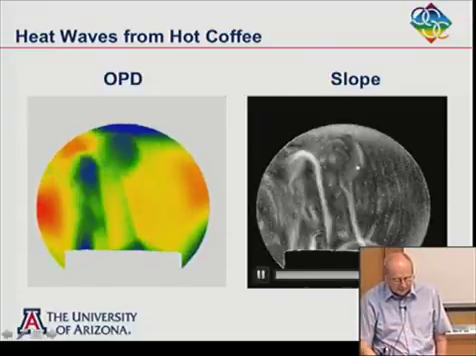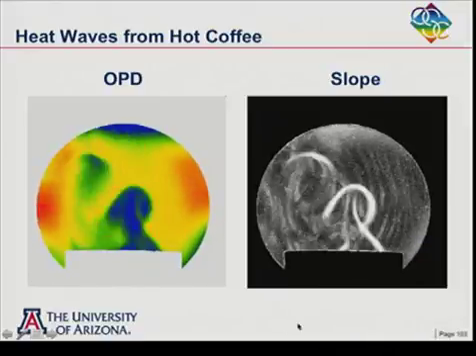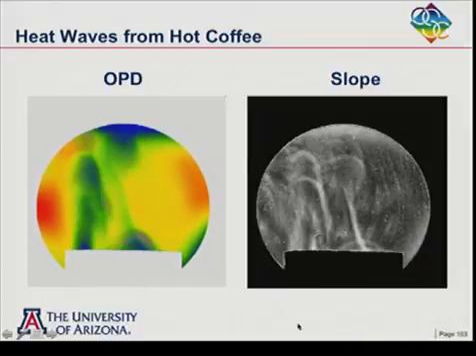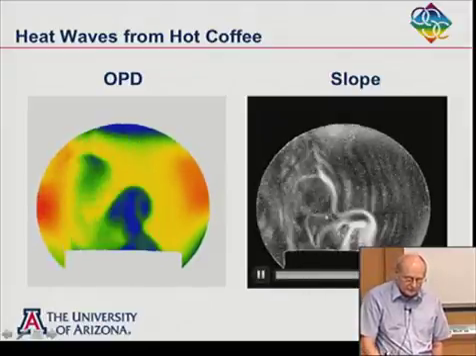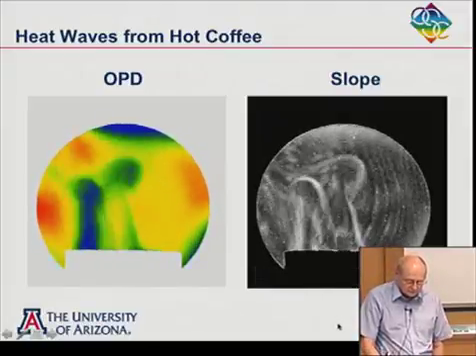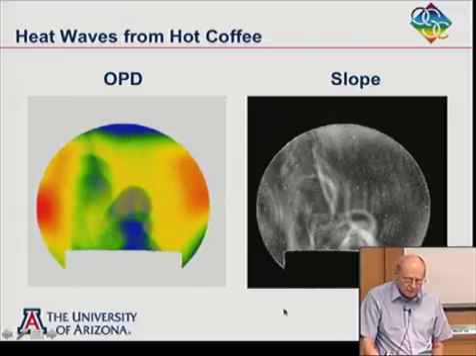And then the picture over on the right is just, once you have this data in a computer, you can play with it, and you can find the slope, for example. So this is the magnitude of the slope of the OPD variations.